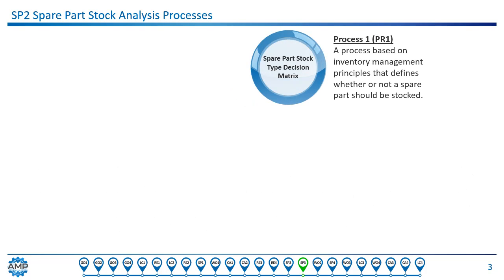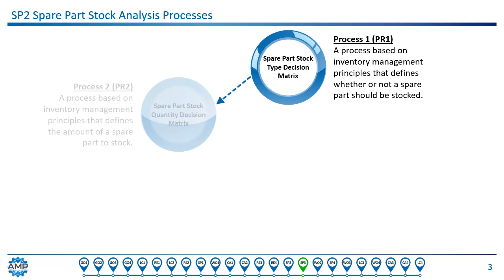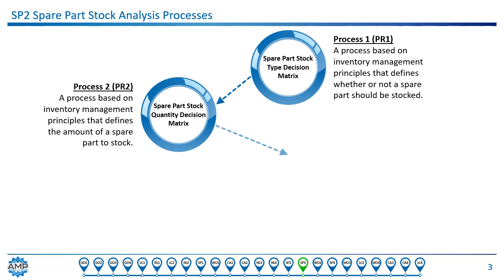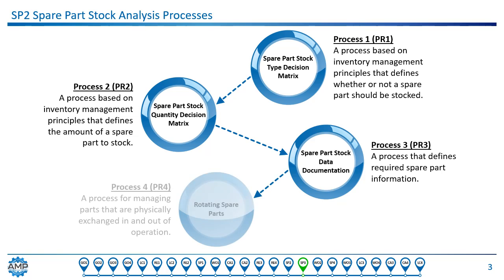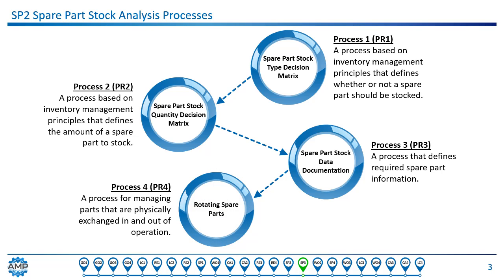Like all functions, there are 4 processes for spare part stock analysis. These are designed to be developed in the order shown, but implementation is generally done simultaneously. These processes answer the questions: what should be stocked, how much should be stocked, how the parts are identified, and how do we keep track of rotating spares.